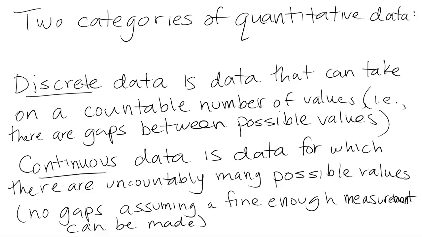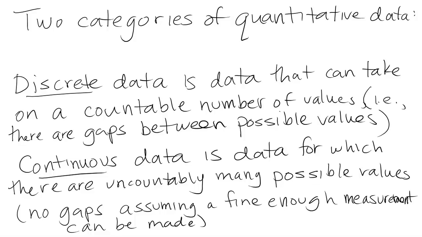Continuous data is data for which there are uncountably many possible values. That is, there are no gaps, assuming a fine enough measurement can be made. I'm not going to go into detail here, and I'm not going to say it exactly correct, but basically uncountable means bigger than that smallest size of infinity. If there's more than countable, then it's uncountable. And again, that's kind of technical, so rather than doing that, we'll just look at the parenthetical part. It says no gaps, assuming a fine enough measurement can be made.